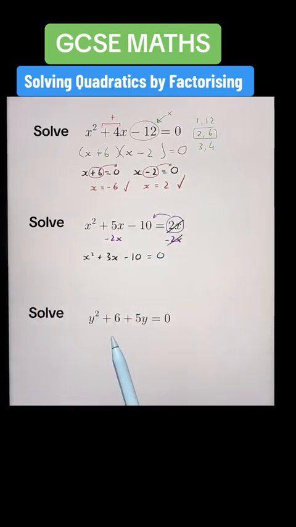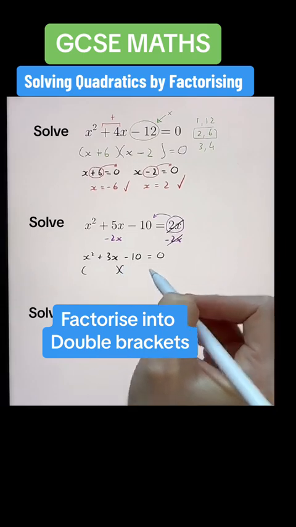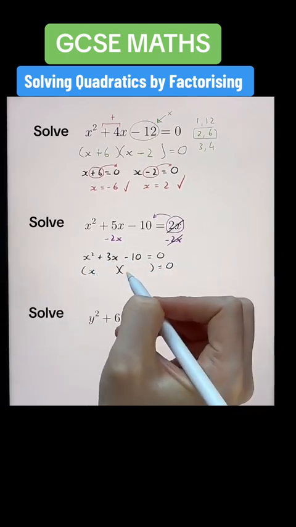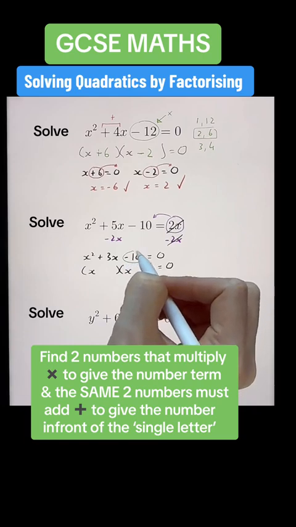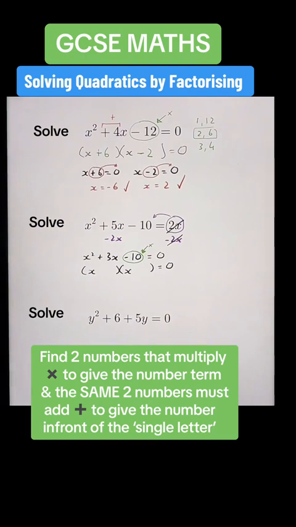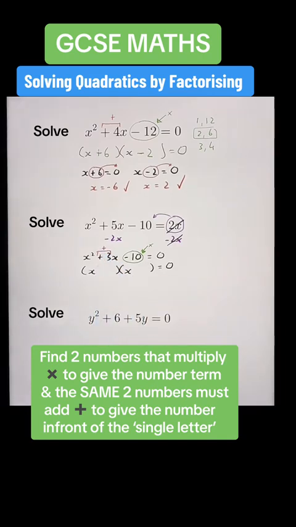Now that my quadratic is equal to 0, I know I've got three terms. Therefore, it's going to factorise into what we call double brackets. As my quadratic starts x squared, each bracket will start with a single x. My rule is I need to find two numbers that multiply to give us the number term, in this case negative 10, and the same two numbers must still add to give us the number in front of the single letter, which in this case is positive 3.